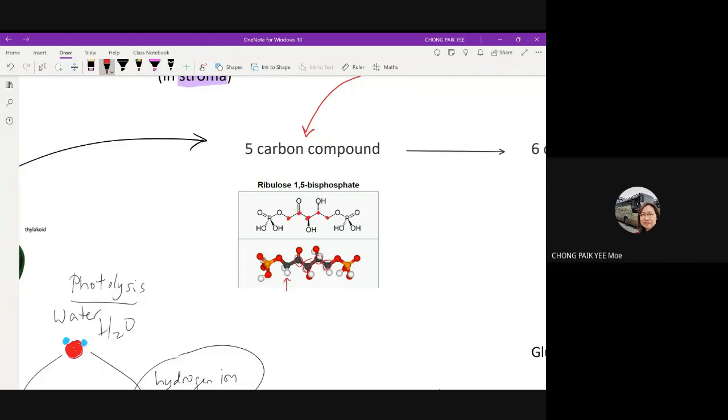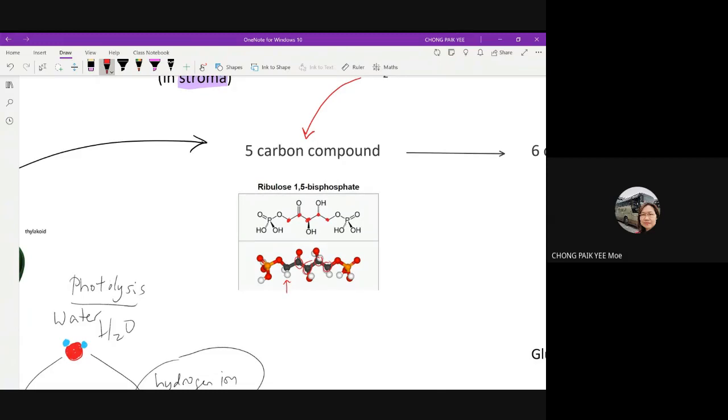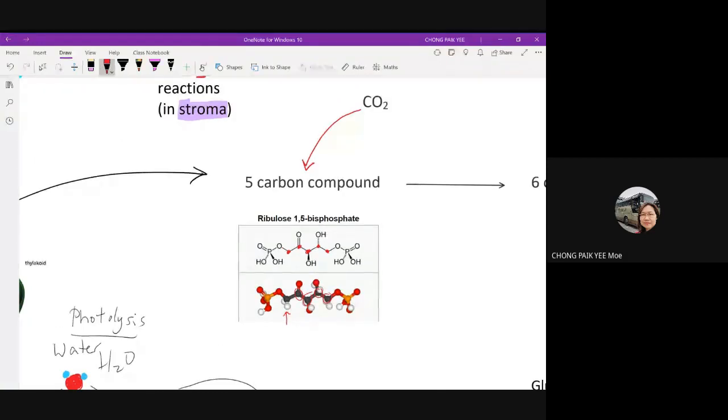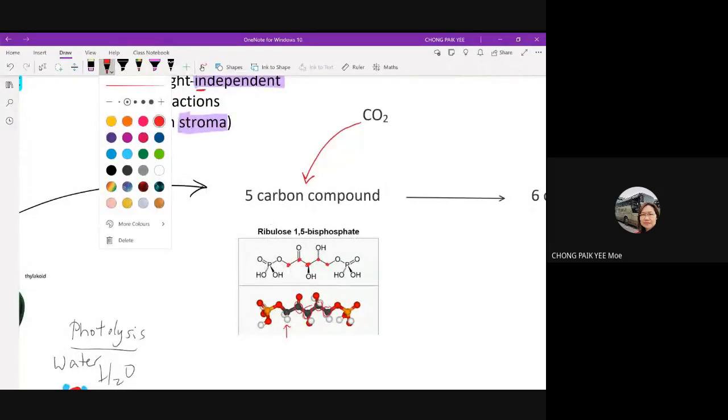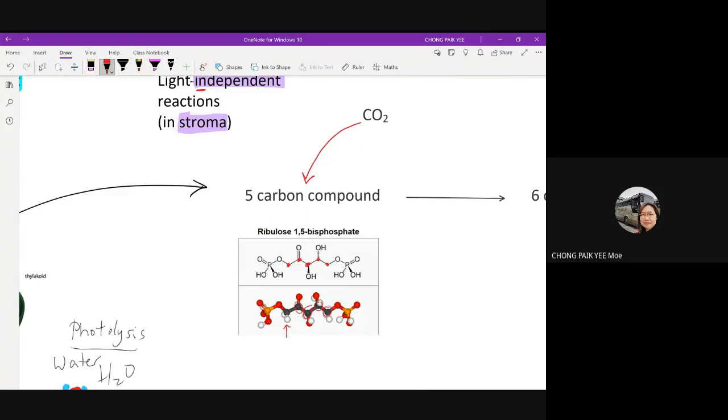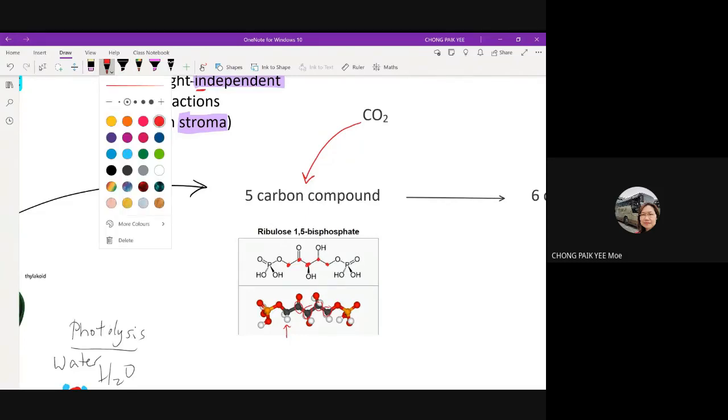Follow the textbook. Look at page 44 of the textbook. Light-independent reactions occur in the stroma. Number 1, 5-carbon organic compounds fix carbon dioxide gas to form 6-carbon organic compounds. Now it makes sense. You have a 5-carbon compound already, so what happens now? Your carbon dioxide comes in. Just now we haven't seen any carbon dioxide in the reaction.